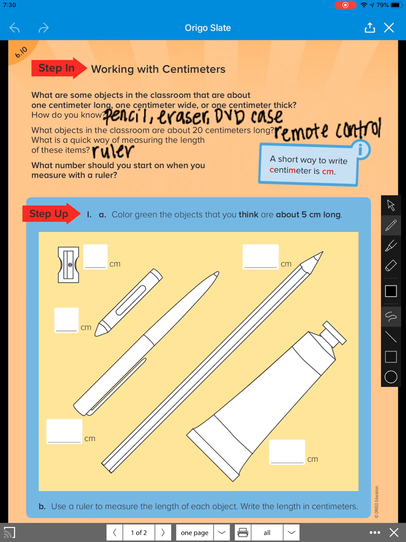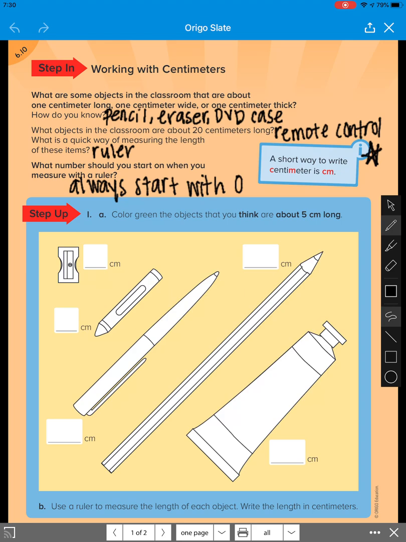The next thing says, what number should you start with? What number should you start on when you measure with a ruler? So every time we look at a ruler, you always start with 0. So I'm going to put that right there. Always start with 0.